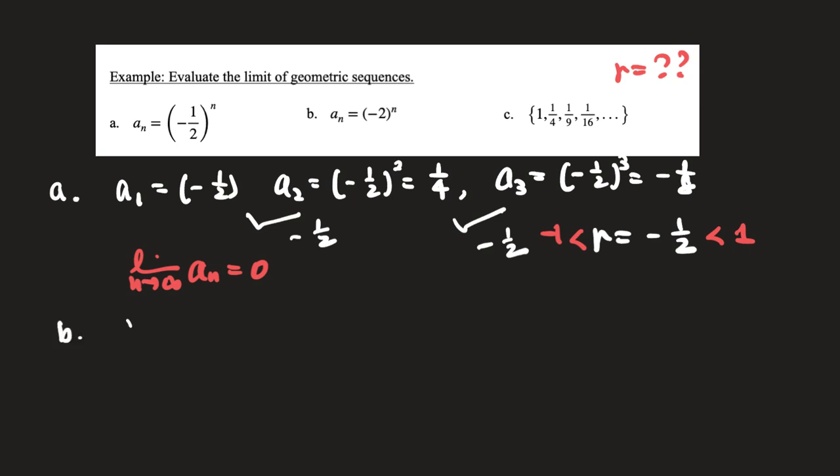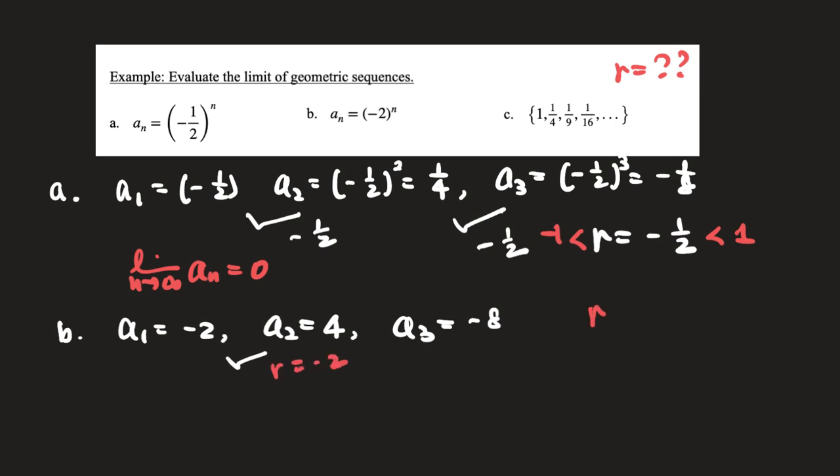Let's go to B. A1 is negative 2, A2 is going to be 4, an alternating sequence, right? A3 is negative 8. So each time the ratio is negative 2. R is less than negative 1, so that's going to be divergent.